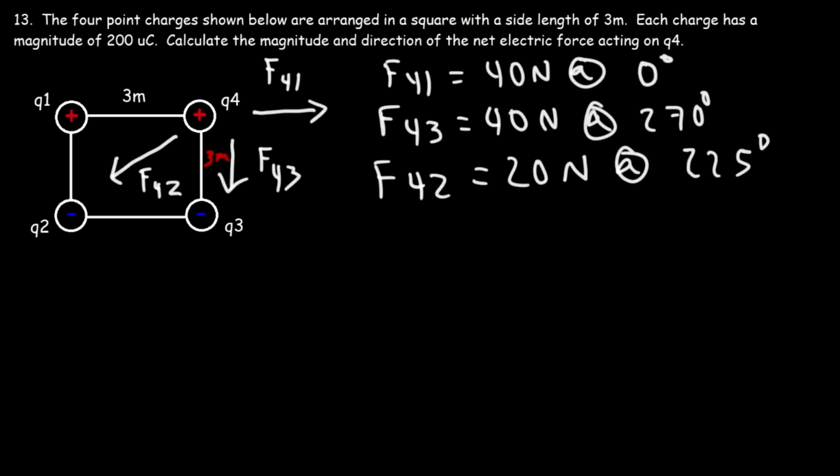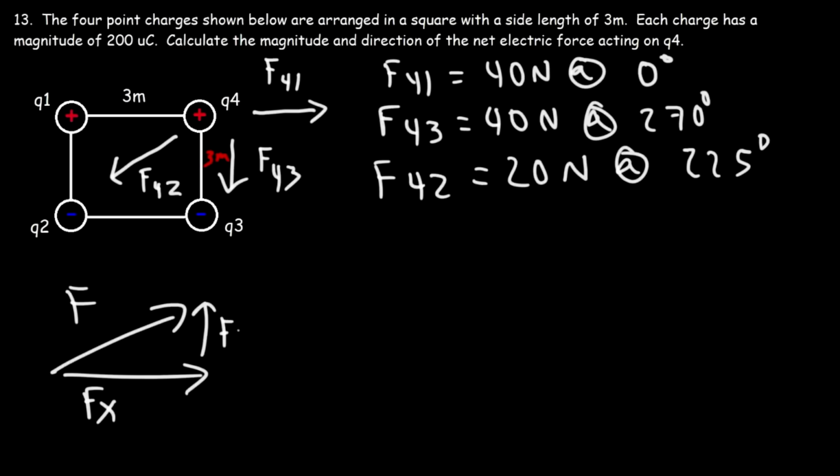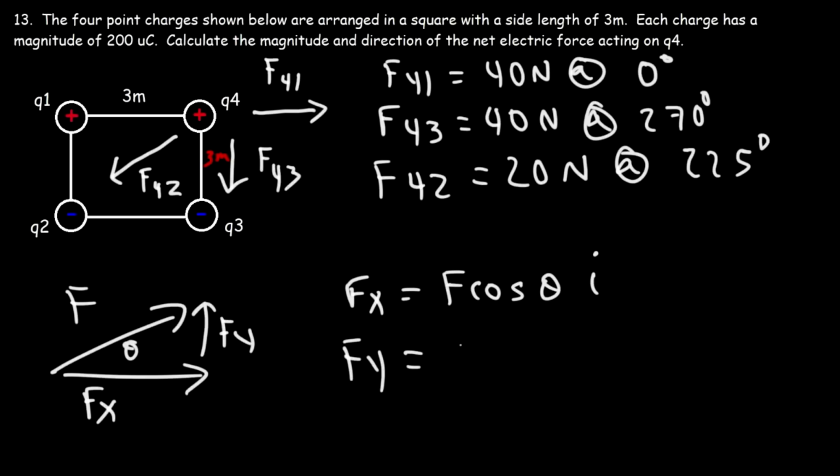Here's what we need to do. So let's draw a picture again. This is F, this is the x component, and this is the y component. The x component is equal to f times the cosine of the angle. And then you could put the unit vector i if you want to. The y component is basically f times sine theta, and it's usually attached to the unit vector j.